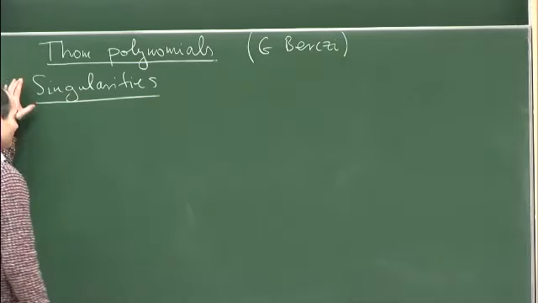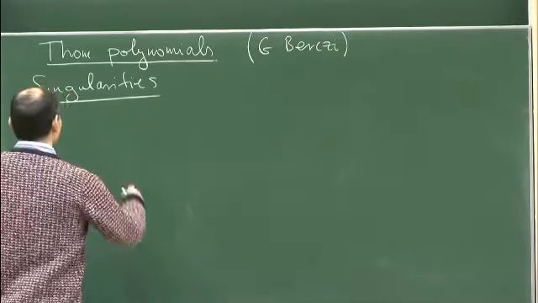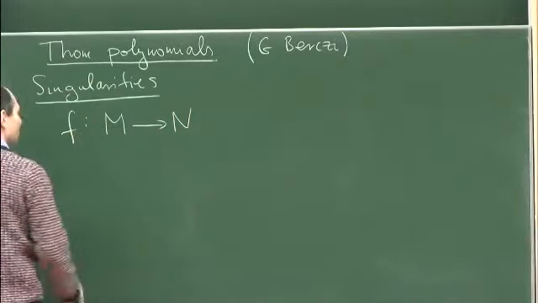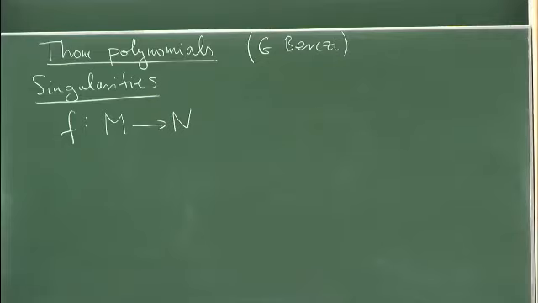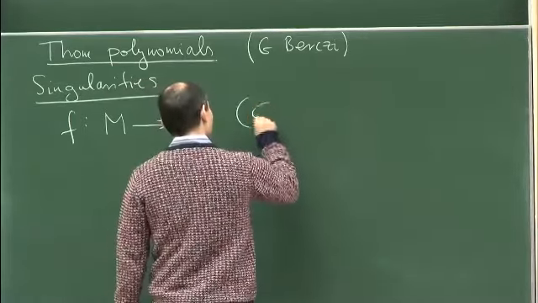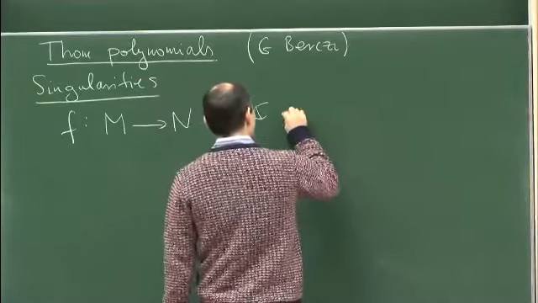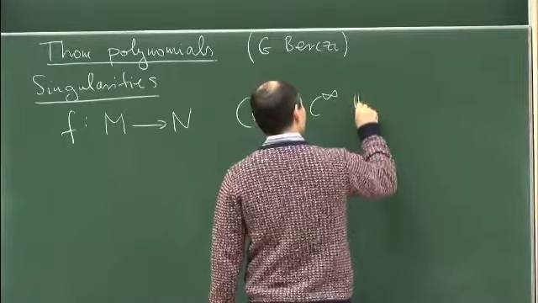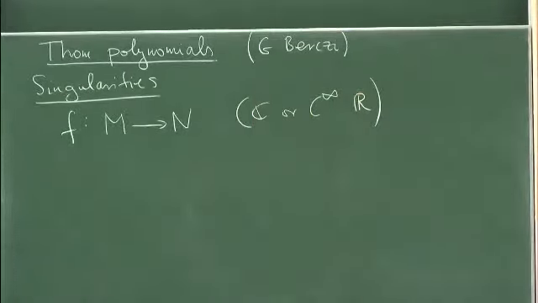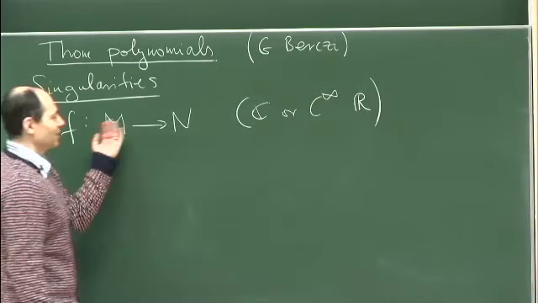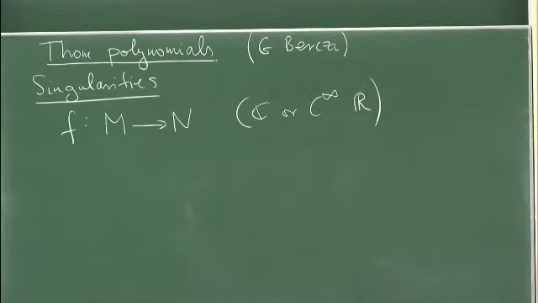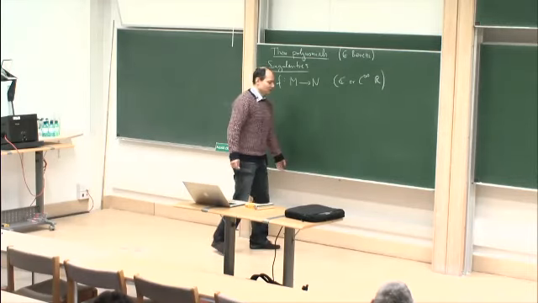So the idea is the following. Let's look at a map between two manifolds, M and N. So there will be some confusion. I hope I'll be able to explain why. There will be two cases that for a while we need to discuss in parallel. These are either a holomorphic map between complex manifolds, or a C-infinity map between two real smooth manifolds. So both cases are interesting.